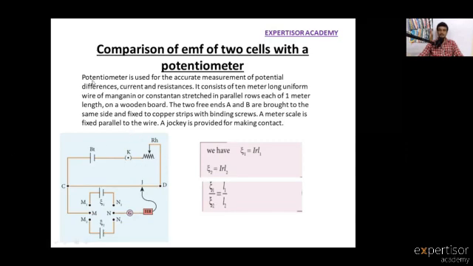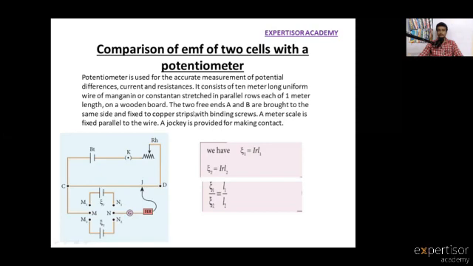See the procedure in this potentiometer. The potentiometer is used for the accurate measurement of potential differences, current and resistances. It consists of a 10-meter long uniform wire of manganin or constantan stretched in parallel rows, each of 1 meter length, on a wooden board.